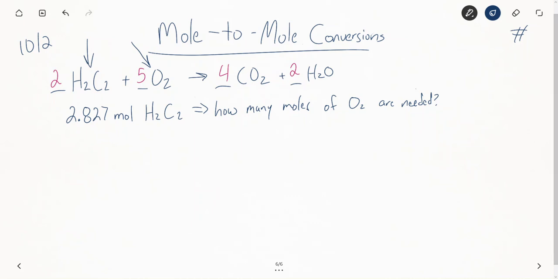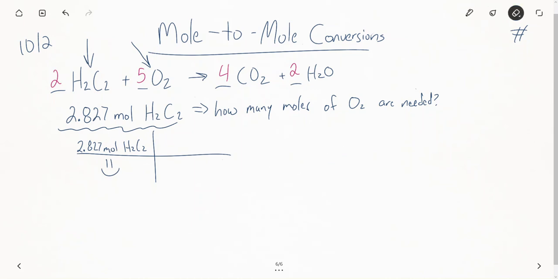Okay, so it's actually pretty straightforward. We're just going to set up a t-table, and just as before, whatever number you're starting with, that's going to be your given, and that's what we're going to write down here. 2.827 moles of H2C2. And right underneath that, we always put a smiley face, or nothing.